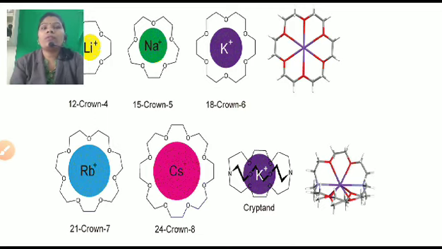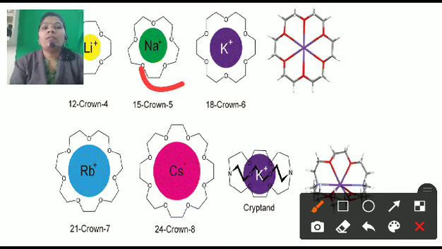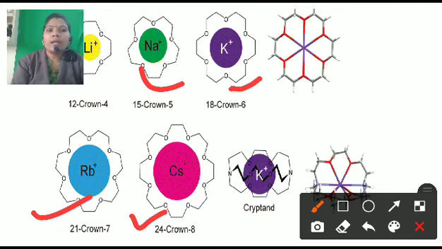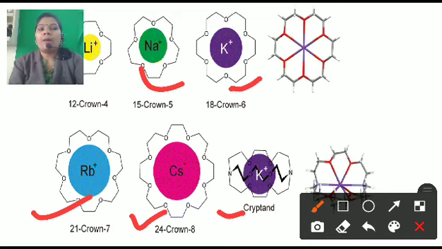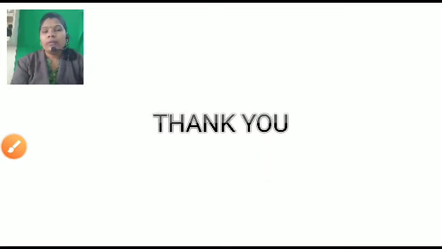Here you can see the different crown ethers. 12-crown-4 is useful for lithium, 15-crown-5 is useful for sodium, 18-crown-6 is useful for potassium, 21-crown-7 is useful for rubidium, 24-crown-8 is useful for cesium, and another cryptand is useful for potassium. This is about the crown ether and the cryptand, which are very useful for the extraction of metal ions.